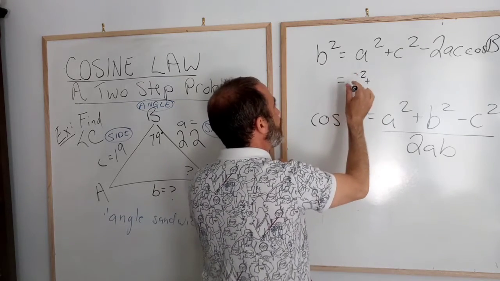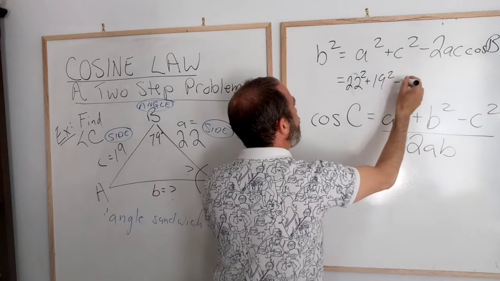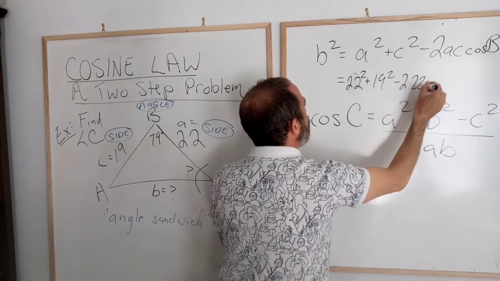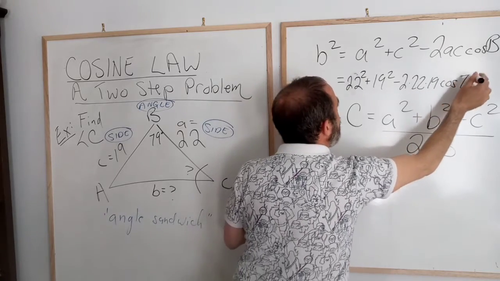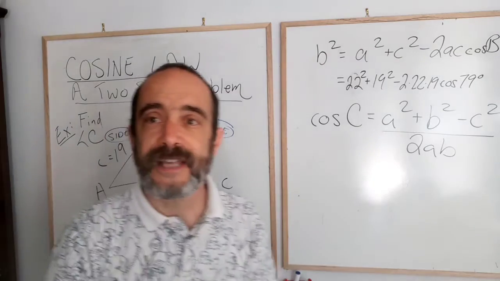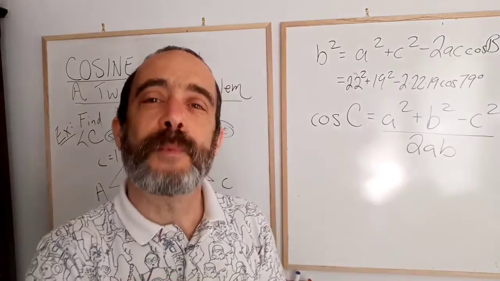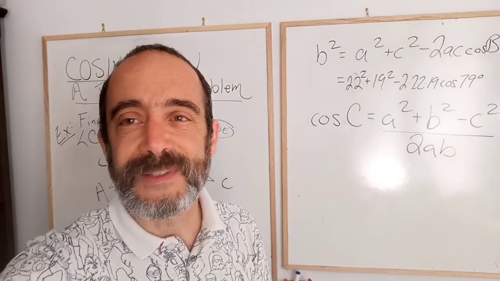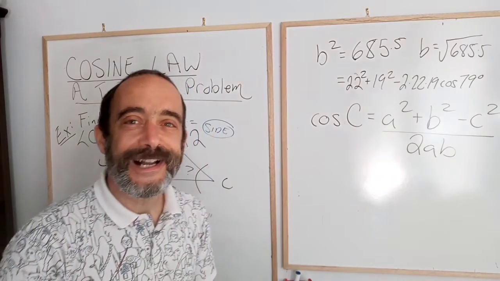So 22 squared plus 19 squared minus 2 times 22 times 19 times the cosine of 79 degrees. And as I mentioned to you, I recommended that you put that into your calculator in one shot and calculate, and then we'll have the answer. Okay, so I'm going to pause this so I can do that calculation. Hi again. So there we go.